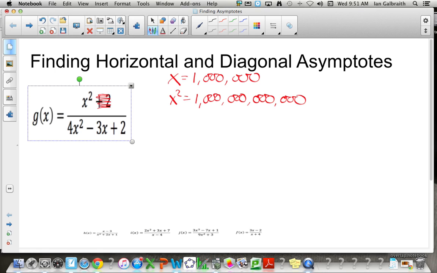On the bottom, in the denominator, I've got 4 trillion, take away 3 million. Again, relatively speaking, 3 million compared to 4 trillion is nothing. So all of this stuff is insignificant compared to this leading term. So what this simplifies to is x squared over 4x squared. Again, when we're talking about really big values of x. And this then simplifies to simply 1/4. So it may seem that our horizontal asymptote is 1/4.